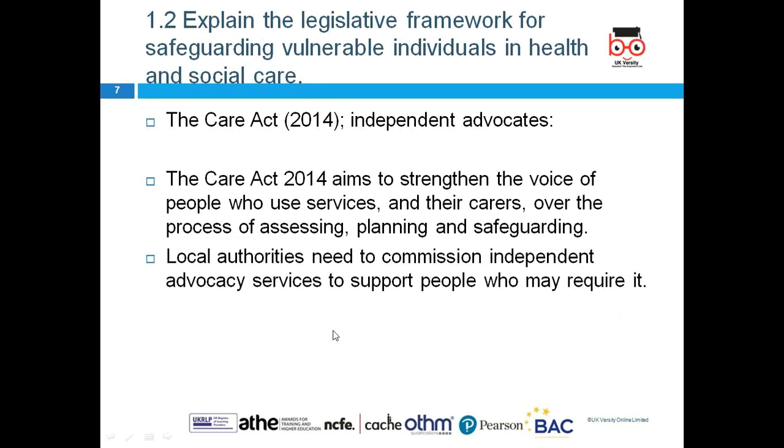So we've got the Care Act, and you'll have gone through this anyway previously. So it's an independent advocate. The Care Act aims to strengthen the voice of people who use their services, and also their carers. They also process the assessment, planning, and safeguarding of these people. Local authorities have commissioned them to be independent, so they're an advocacy service, and they help to support people where they need it.